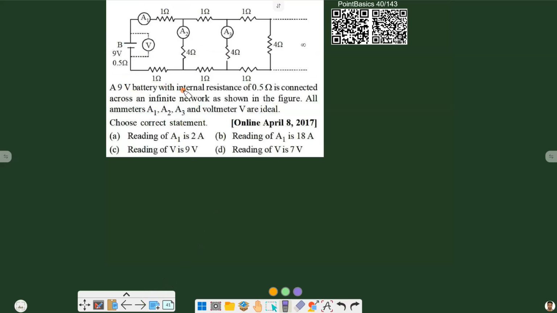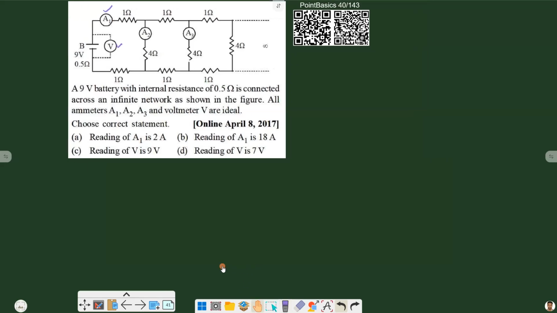A 9 volt battery with internal resistance of 0.5 ohm is connected across an infinite network in the figure. All ammeters A1, A2, A3 and voltmeters are ideal. Choose the correct statement. So here it is mentioned A1, so we either have to find the value of A1 or the potential V. So we have to find the value of these.